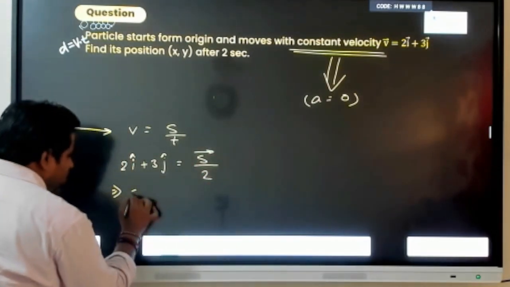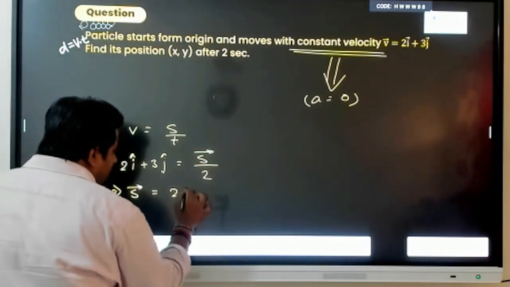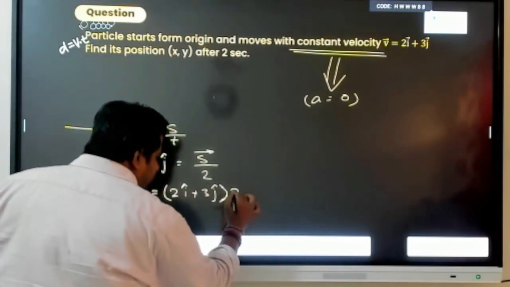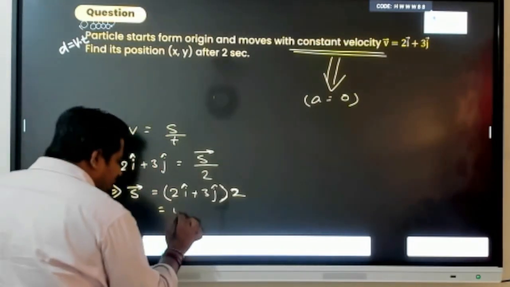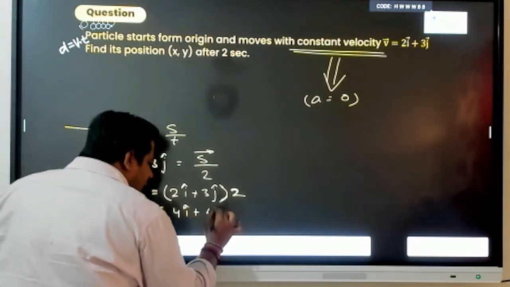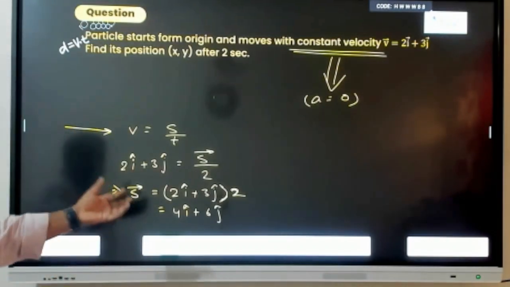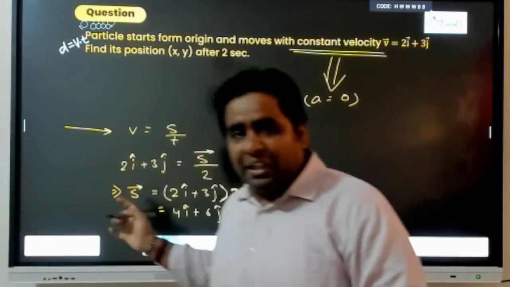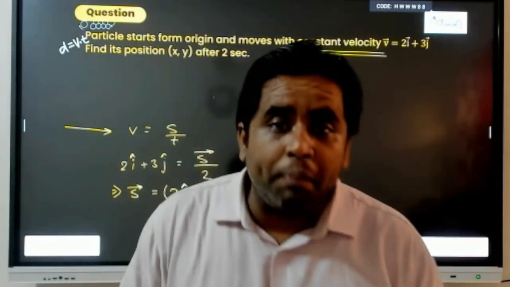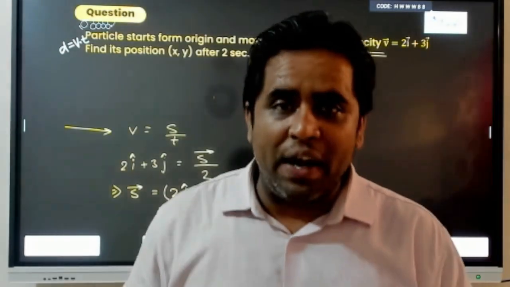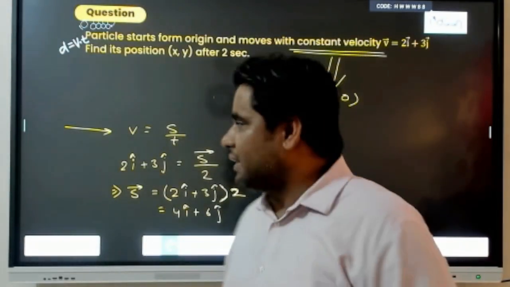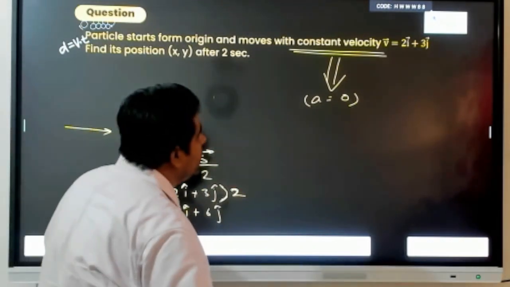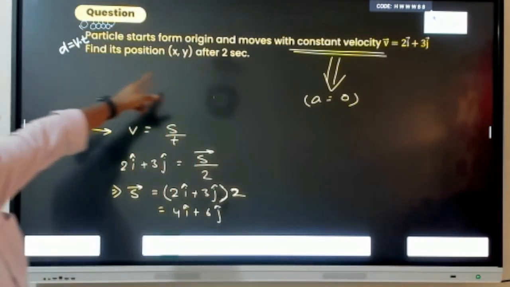So can't you say that displacement is going to be 2i cap plus 3j cap into 2, right? Sorry, so it will definitely be 4i cap plus 6j cap. And if they ask you to find the magnitude or modulus of this, then you can definitely find the magnitude, and you are very well capable of finding it with the help of vectors. You just apply root under a square plus b square, whatever you have been taught.